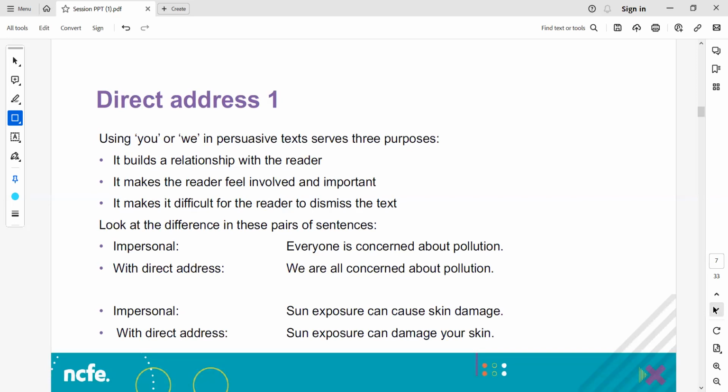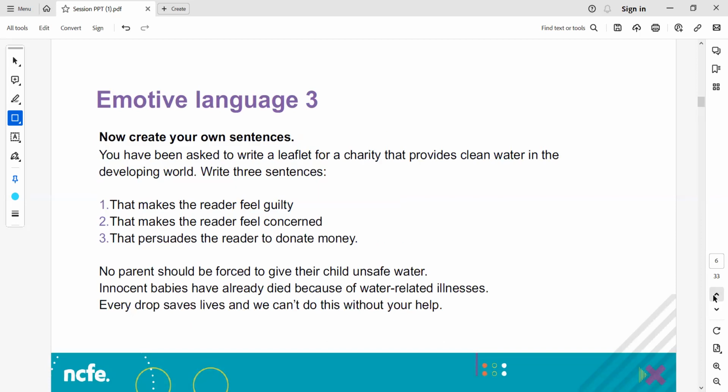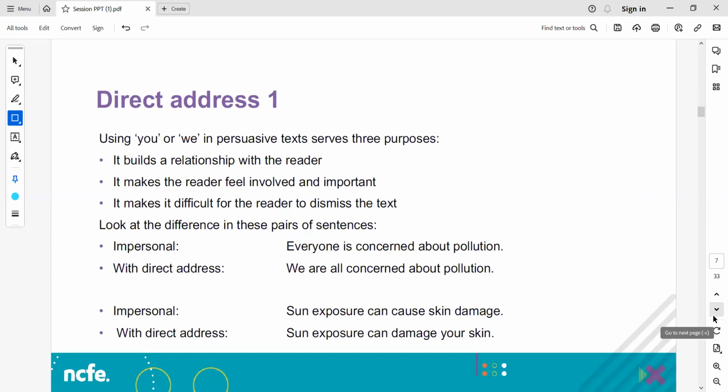So direct address. So we're moving on to the next persuasive technique. And we've just actually seen an example of that in the last sentence, the use of we and your. Using you or we in persuasive text serves 3 purposes: building a relationship with the reader, making them feel involved and important, and it makes it difficult for the reader to dismiss the text. So appealing directly to your reader is difficult for them to just ignore it, just put it down and forget about it.